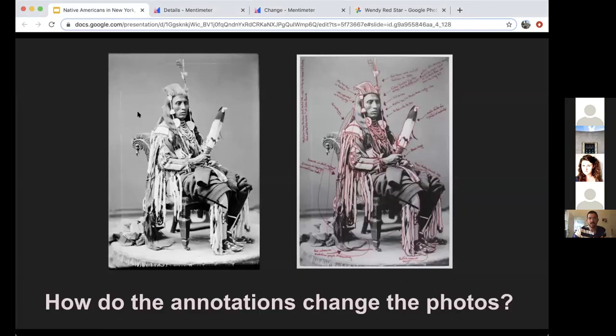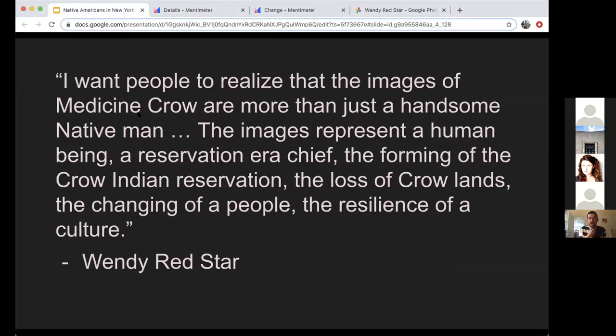So I want to just share one more quote. This is a quote from Wendy Red Star. I'm going to read it out loud, and I encourage you to follow along with me. I want people to realize that the images of Medicine Crow are more than just a handsome Native man. The images represent a human being, a reservation era chief, the forming of the Crow Indian Reservation, the loss of Crow lands, the changing of a people, the resilience of a culture.